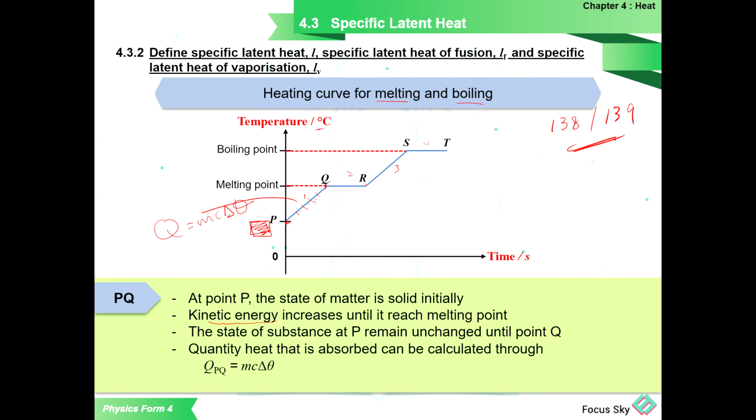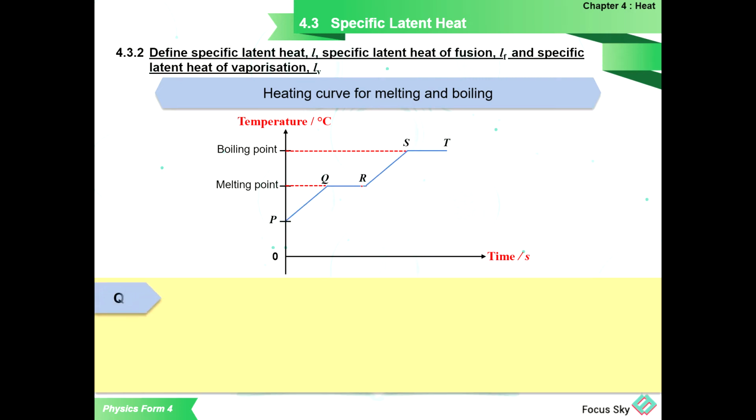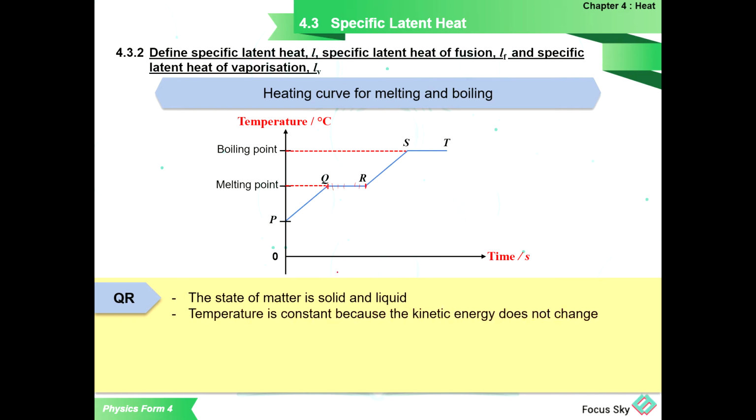From Q to R, the state of matter is solid and liquid. So ais tadi dia dah start cair sikit. Jadi macam dodoi lah. Tadi dia keras, sekarang dia jadi macam dodoi, macam paste sikit lah. Ada liquid sikit, ada solid sikit sebab dia dah start cair. So you can see temperature over here, from here until here is the same. Temperature sama je. Sebab apa?